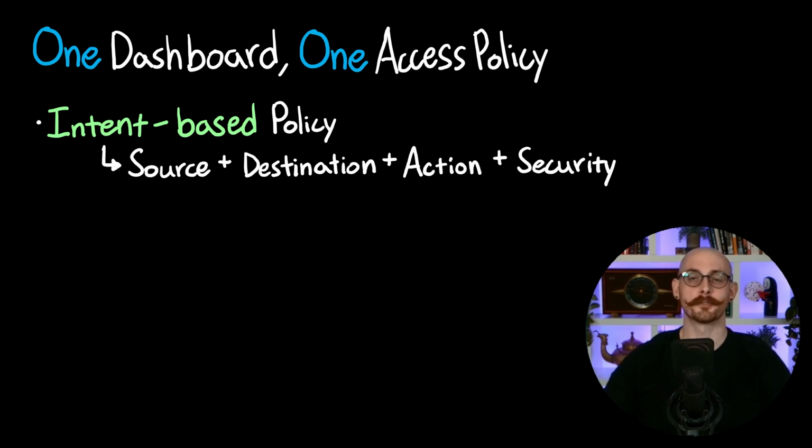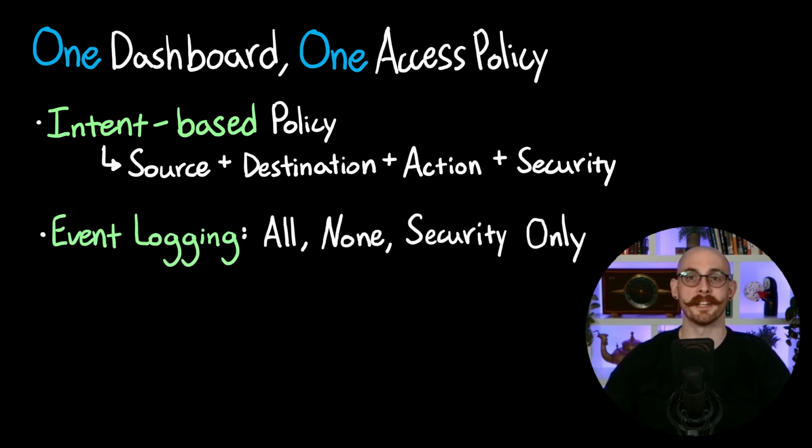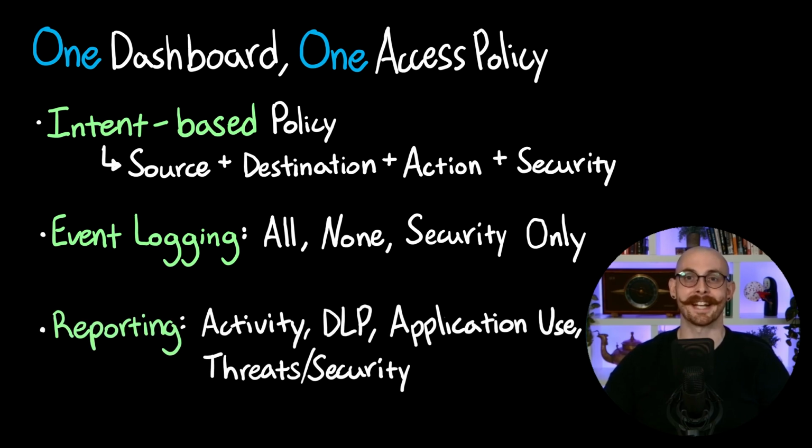Cisco has even gone so far as to add a generative AI app to help you create access control policies. Logging can also be enabled, disabled, or set to only log security events. And post-deployment, Secure Access can use these logs to provide a variety of reports to give insight and context into user activity, data loss prevention violations, application usage for shadow IT and acceptable use, and to help identify threats or security risks.